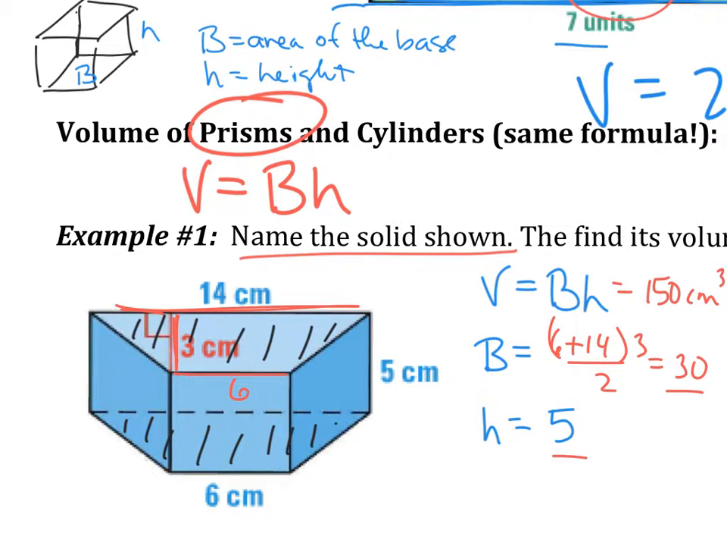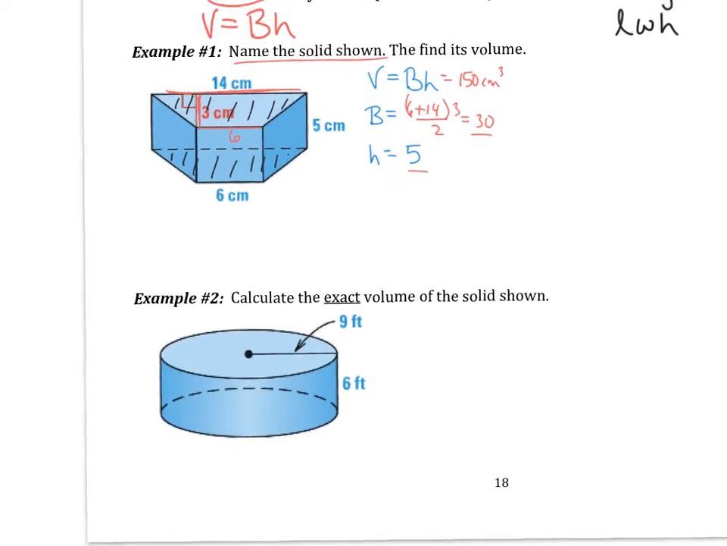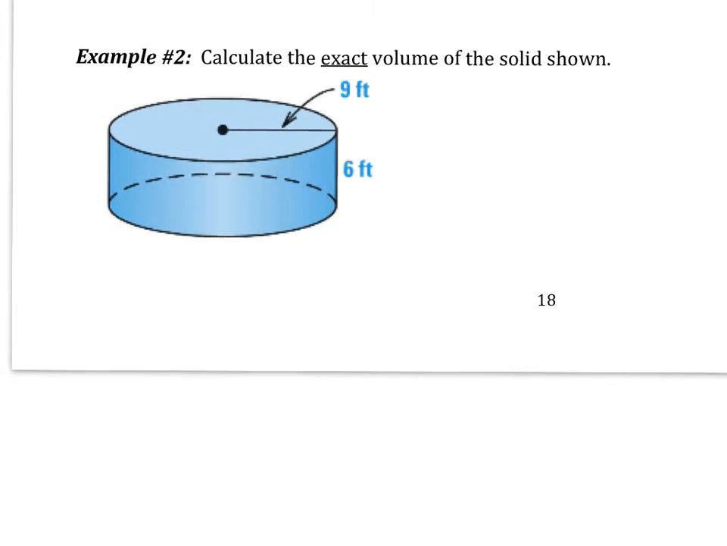All right, questions there? So it's a very basic formula. Find the area of the base, multiply it by the height. You just have to, number 1, recognize what shape the base is and how to find it. And then number 2, you got to recognize the height. All right, so in terms of this one, and don't write this down just yet, volume is still the area of the base times the height. But what shape is the base?